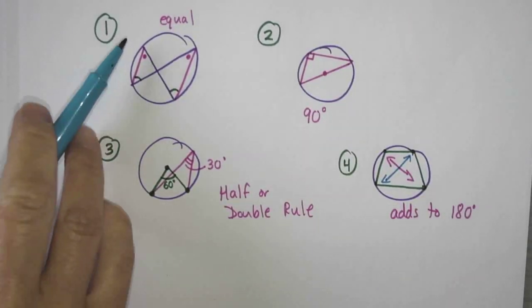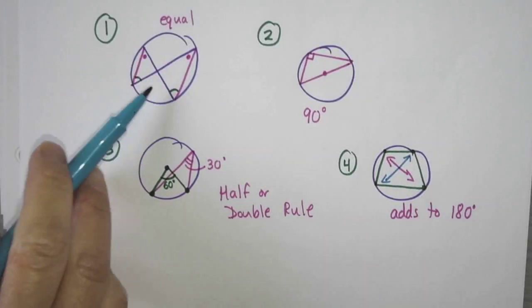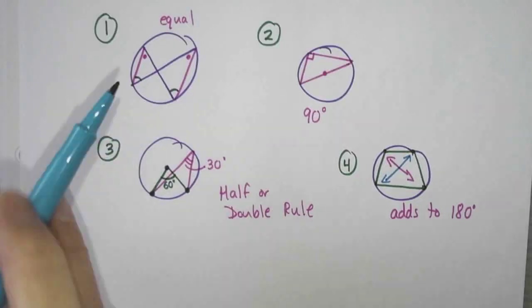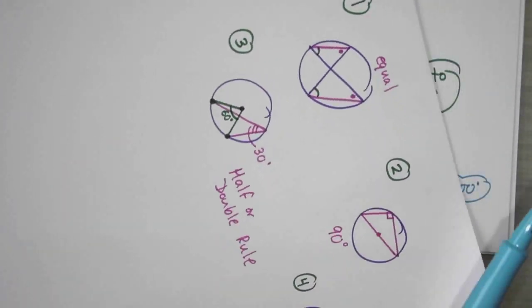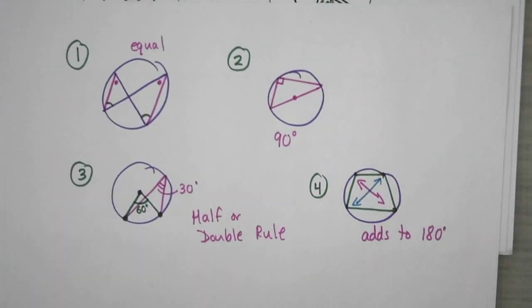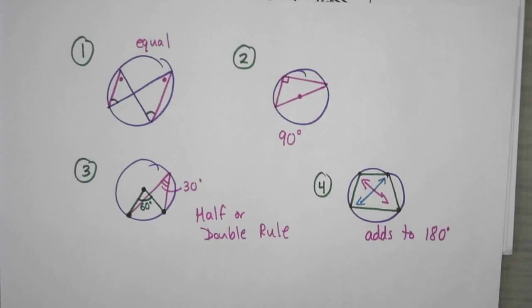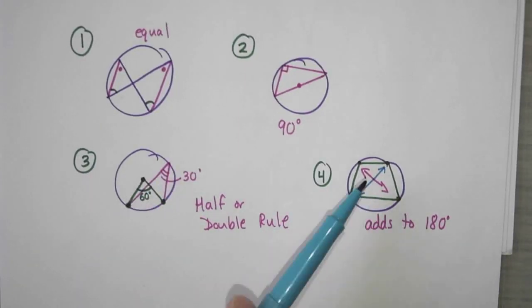This one is when you do a crisscross across, these two guys here are going to be equal, and these two here will be equal, right? So the corners on the same side. You can turn the page around. Sometimes you turn it around so you can see the rule a bit better. So you're always allowed to twist the page. But those are the 4 rules we have. Equal rule, the 90 rule, double rule or half rule, whichever way you're seeing it, and adds to 180.